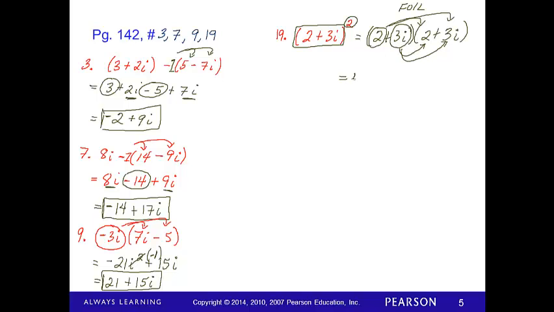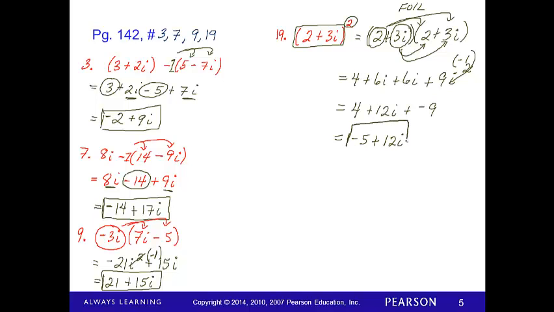So 2 times 2 is 4, 2 times 3i is 6i, 3i times 2 is 6i, and 3i times 3i is 9i squared. Combine your like terms, so I still have 4 plus 12i plus, remember i squared is the same as saying negative 1, and it's multiplying. So 9 times negative 1 is negative 9. And again, I can still put some like terms together, so the final answer is negative 5 plus 12i. Great.